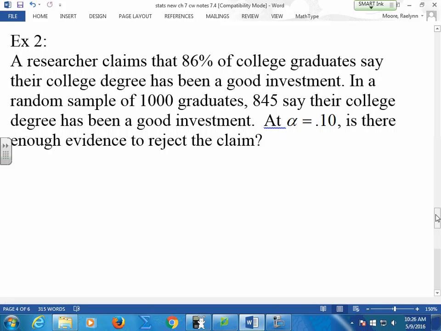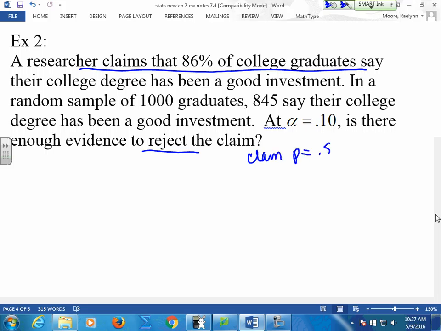Okay. A researcher claims that 86% of college graduates say their college degree has been a good investment. That's a pretty good amount. In a random sample of 1,000 graduates, 845 say their degree has been a good investment. At a level of significance of 0.10, 10%, is there enough evidence to reject the claim? The word reject means, does my claim have to be H0 or HA? H0. So researchers claim that 86% of college graduates say their degree is a good investment. So what's my claim?